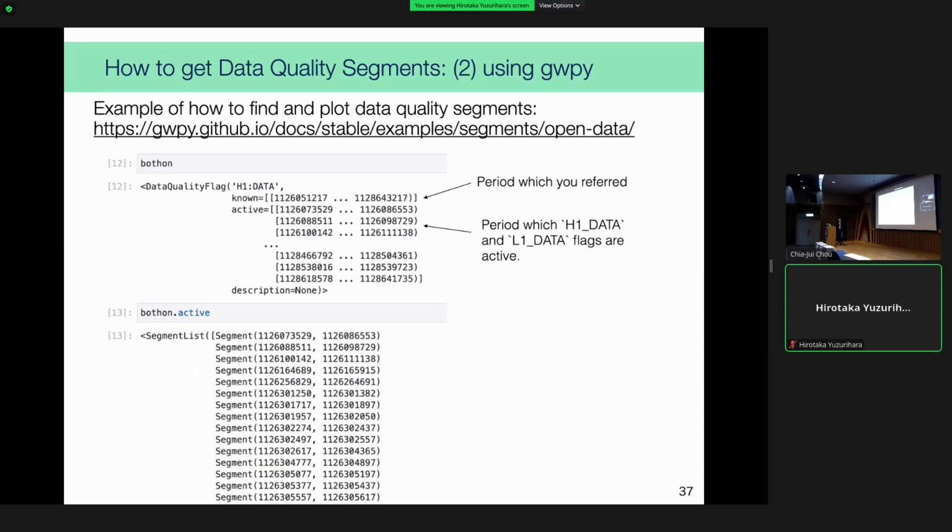Here, known segment means a period which you referred to, and active means a period when both flags are active. So it means both data are available. And if you want to pick up the active segment, you can do it like this.